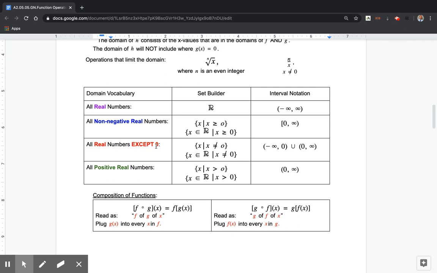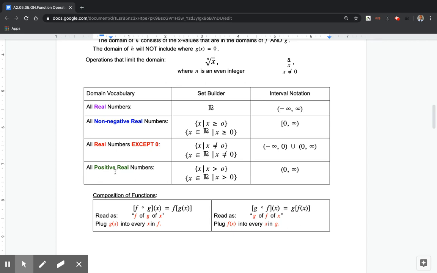All real numbers except 0. So this one we're talking about negative and positive numbers. The set of all x values such that x does not equal 0. The set of x values that belongs to the real numbers such that x does not equal 0. And here we have the union, and the U in the middle means it can be in both sets. So negative infinity to 0, 0 is not included, and we want to union that with 0 again not included going to infinity.